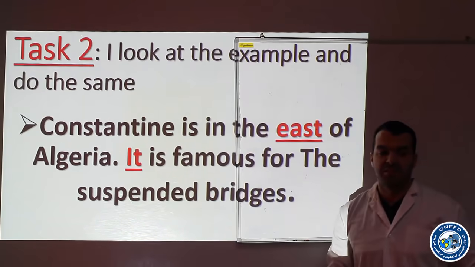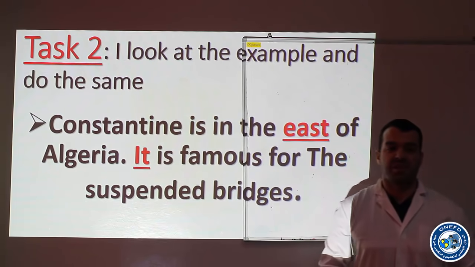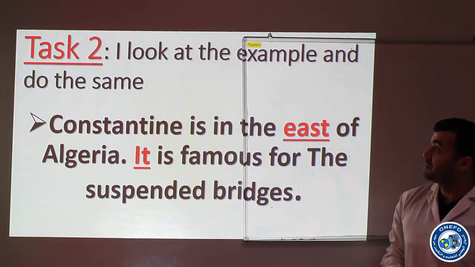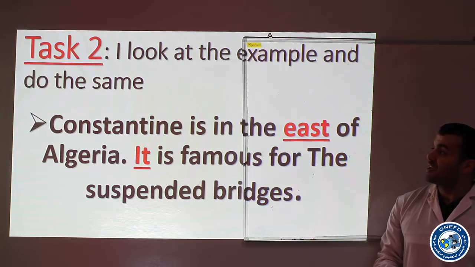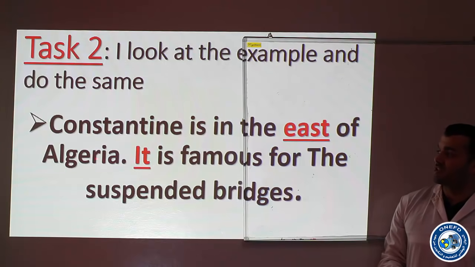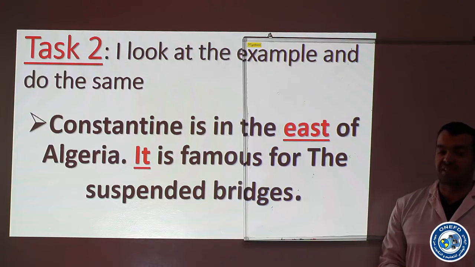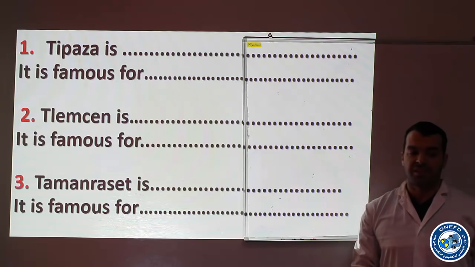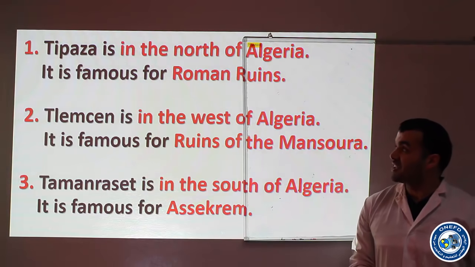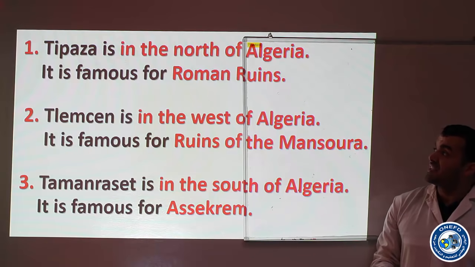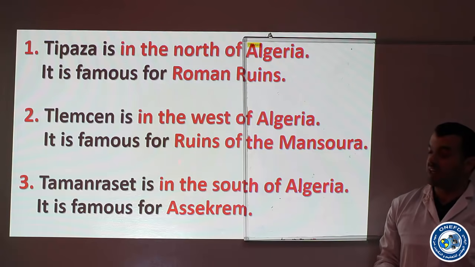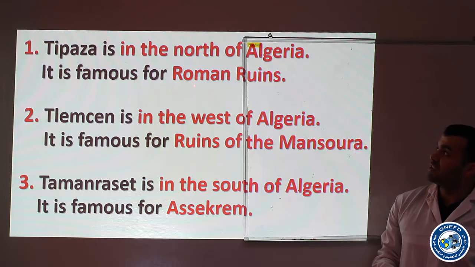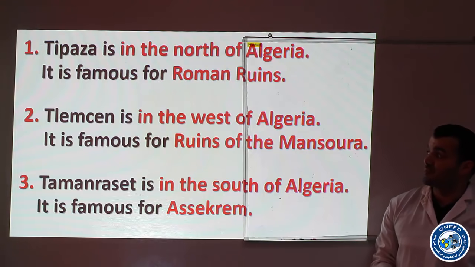Okay. Time is up. Let's correct together. Task 2: look at the example and do the same. You have this example about Constantine. Constantine is in the east of Algeria. It is famous for the suspended bridges. First sentence: Tipaza is in the north of Algeria. It is famous for Roman ruins.